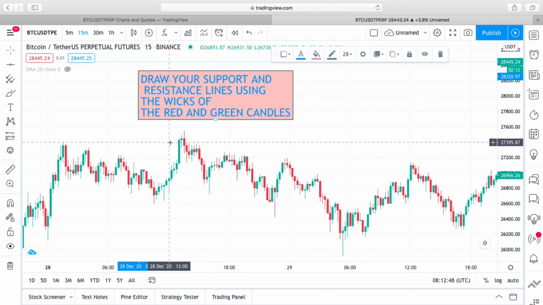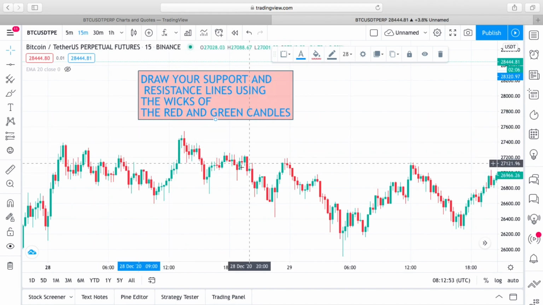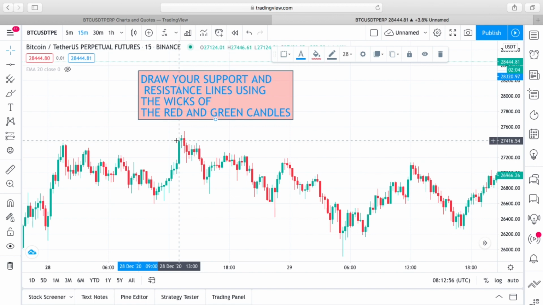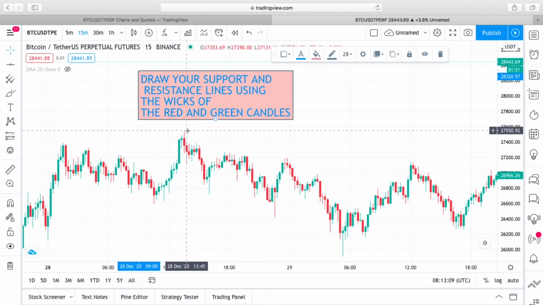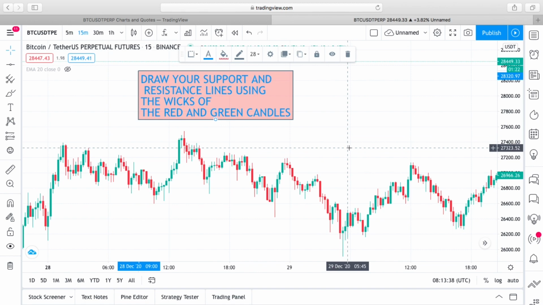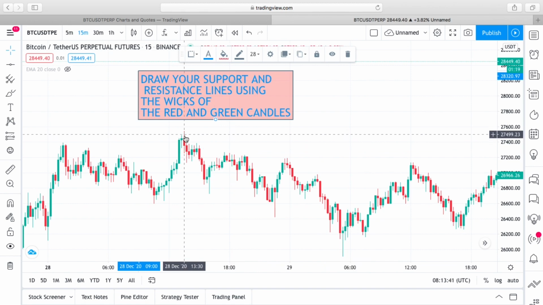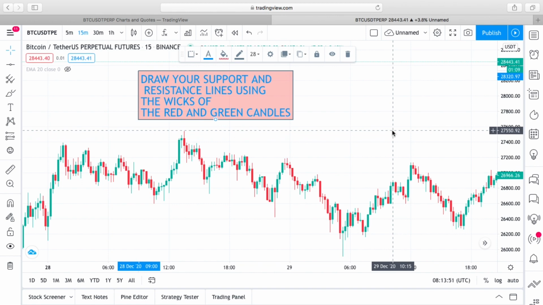So now I want to draw a resistance. I will have to find, from the upper side of this chart, where I can see many points of contact, where the price tried to break out but did not succeed. Now this is the highest level the price reached. Very important, this is the highest level. So I would not draw it any other place. So this is how you draw a resistance line.